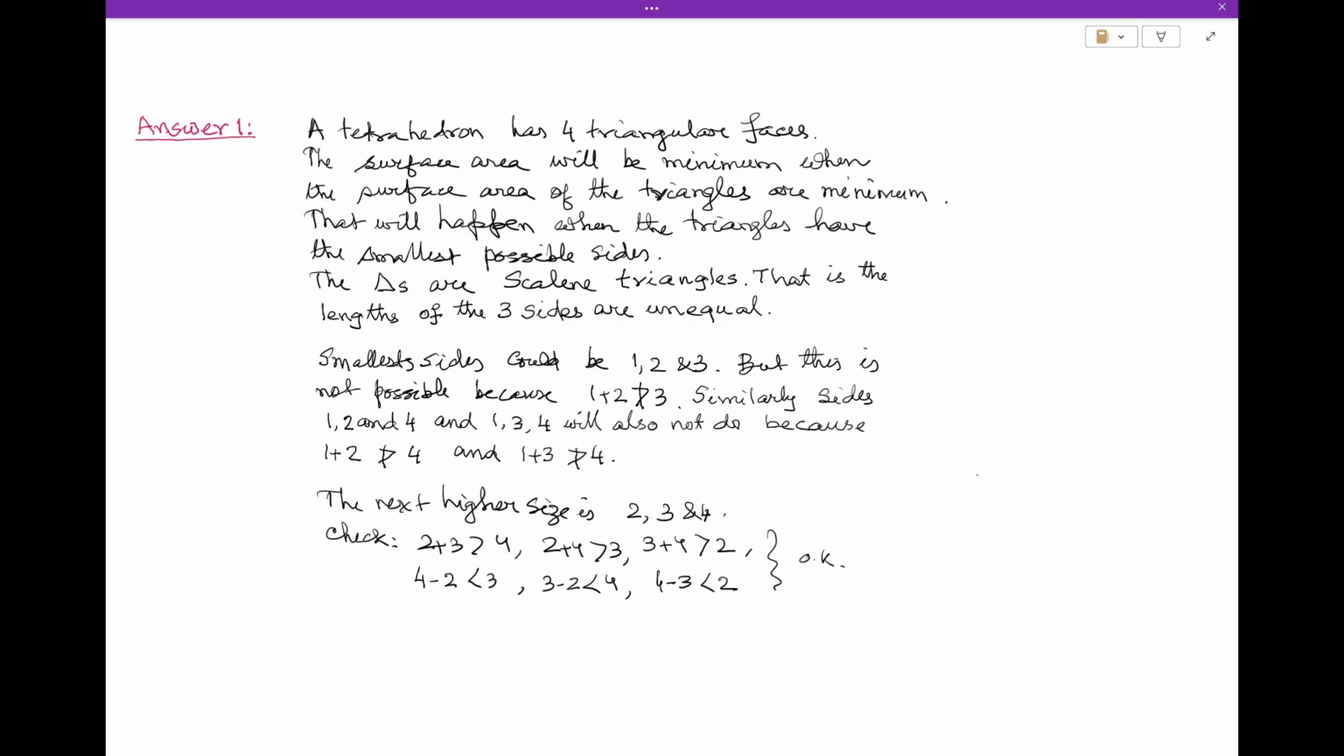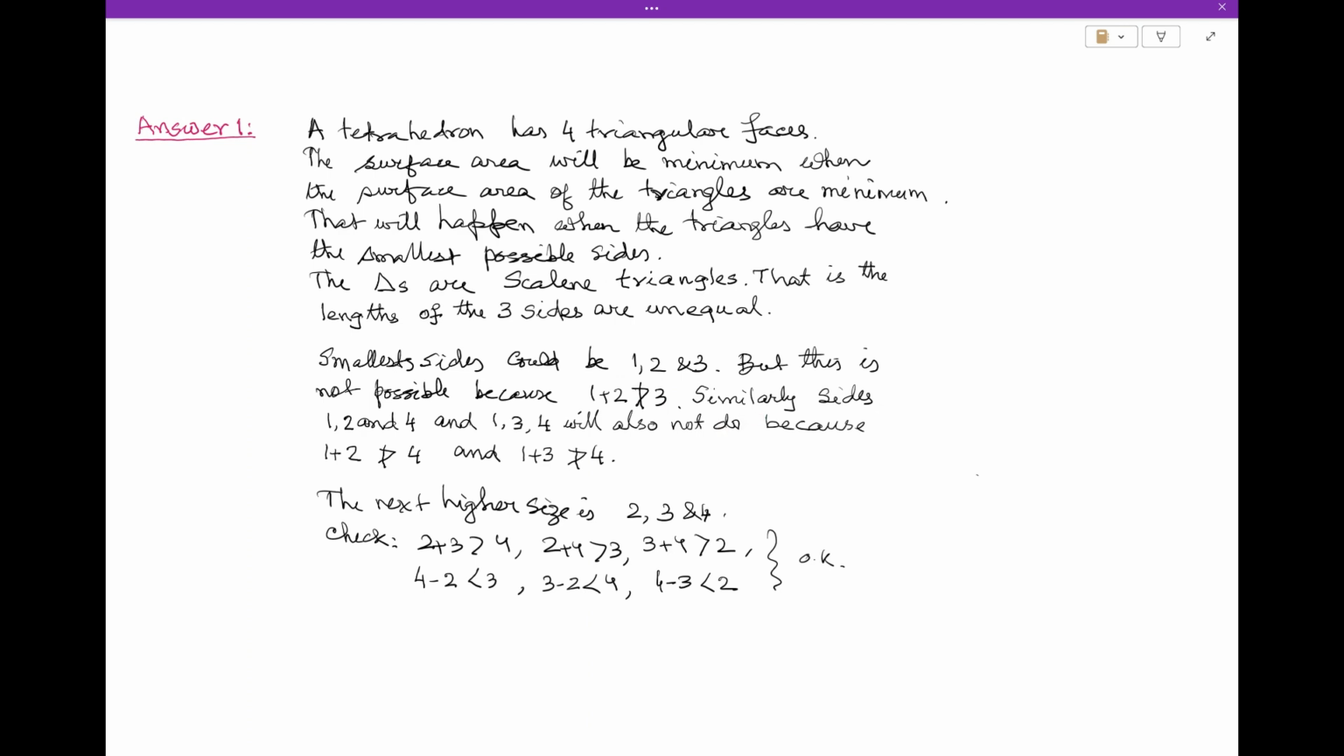The smallest sides could be 1, 2 and 3, but this is not possible because 1 plus 2 is not greater than 3. We know from the properties of triangles that the sum of any two sides is greater than the third side. If the sides are 1, 2 and 3, then the sum of the sides with lengths 1 and 2 equals 3, which is not greater than 3. Therefore, 1, 2 and 3 will not constitute a triangle.